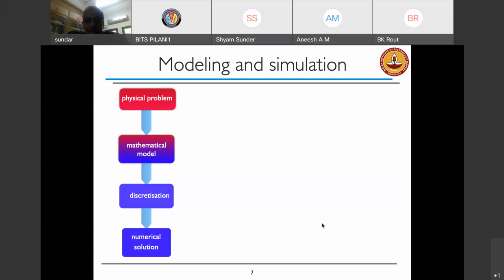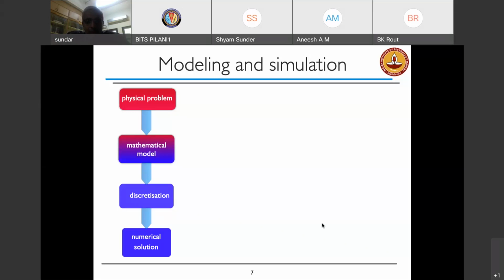Anyway, once you have the discretization, it basically converts the differential equation to an algebraic equation, and then we can use the knowledge of linear algebra to solve for the solution. So this is typically the flow of how we go about understanding how a physical system works.